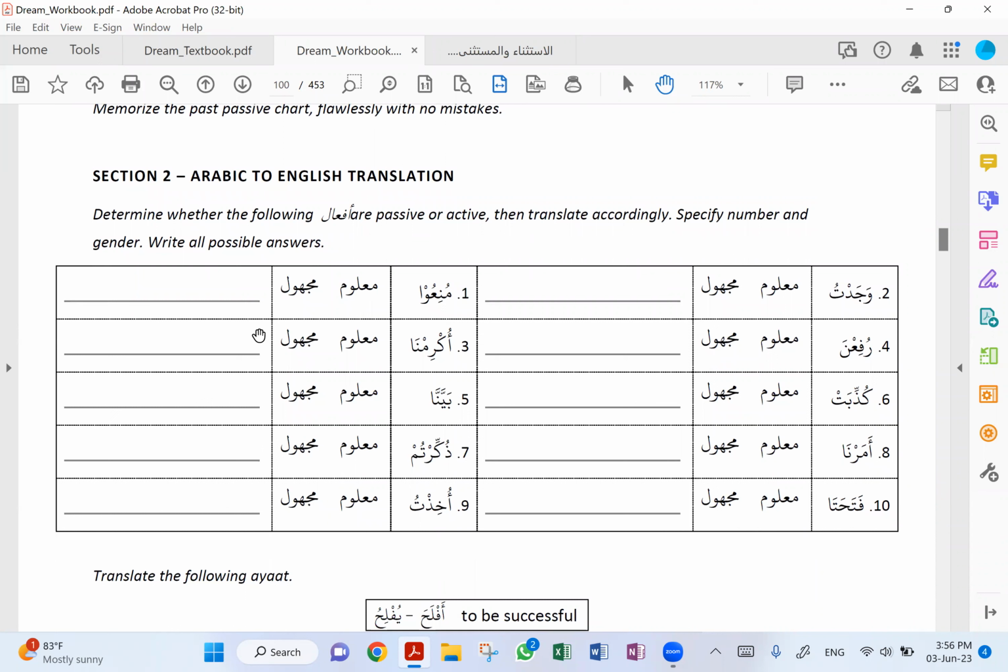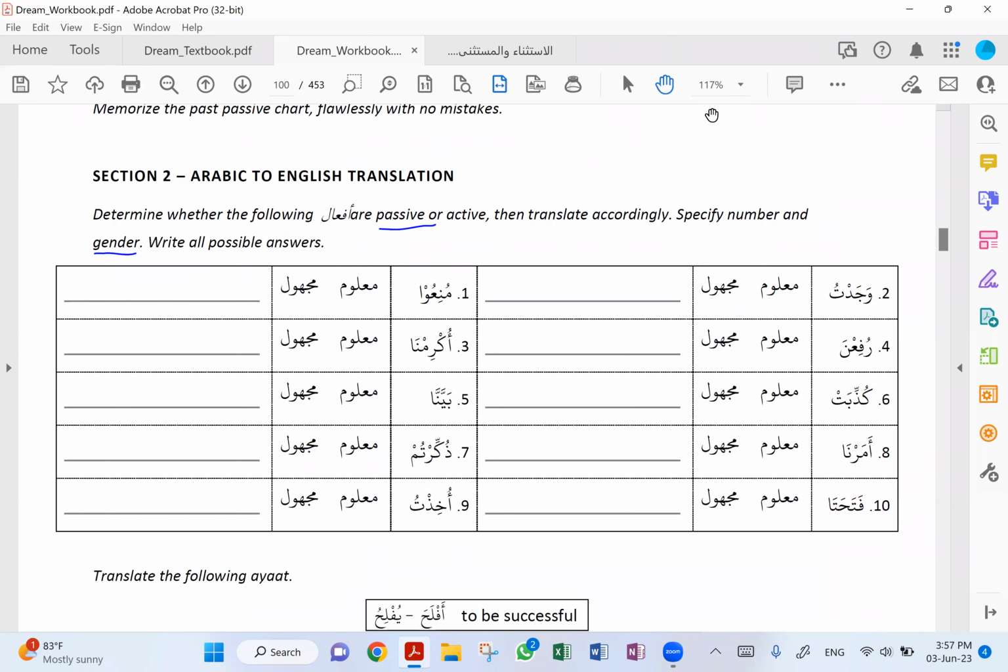We'll start with number 1. And of course, they want us to translate, I think. Yeah, translate. Oh, specify number and gender. Oh, there's a lot we have to do. So we have to identify if it's passive or active, then we have to translate, and then we have to specify number and gender.